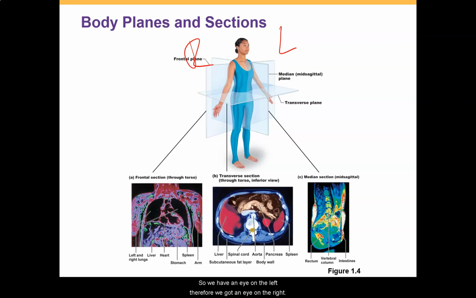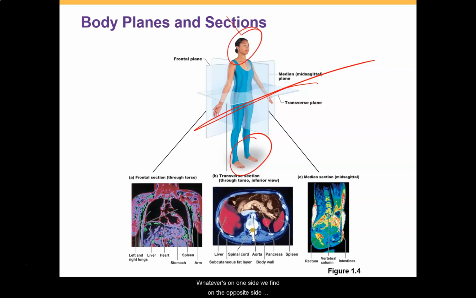So we have an eye on the left, therefore we got an eye on the right. So our body exhibits bilateral symmetry across the mid-sagittal plane. That is the only plane that exhibits bilateral symmetry, meaning whatever's on one side, we find it on the opposite side. Transverse plane. There's no such thing as mid-transverse because we don't exhibit bilateral symmetry across the transverse plane, meaning whatever's on one side, we find on the opposite side.